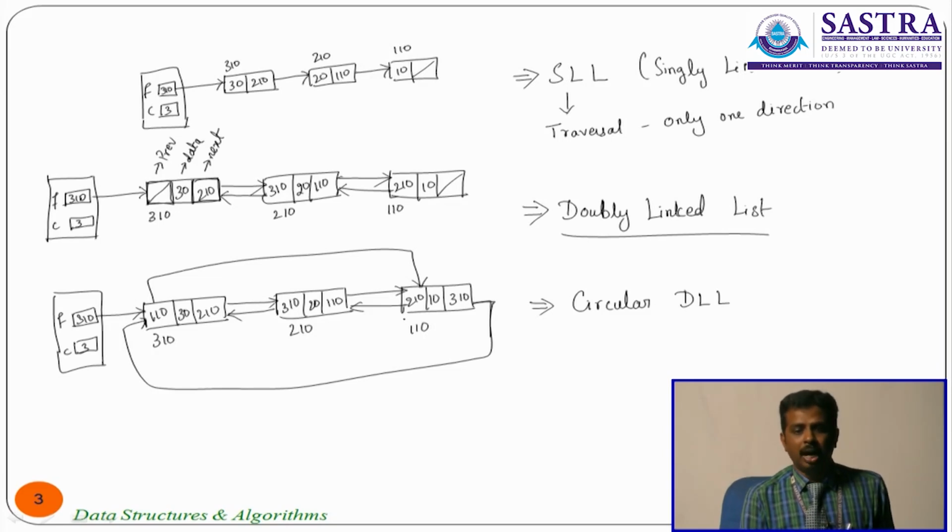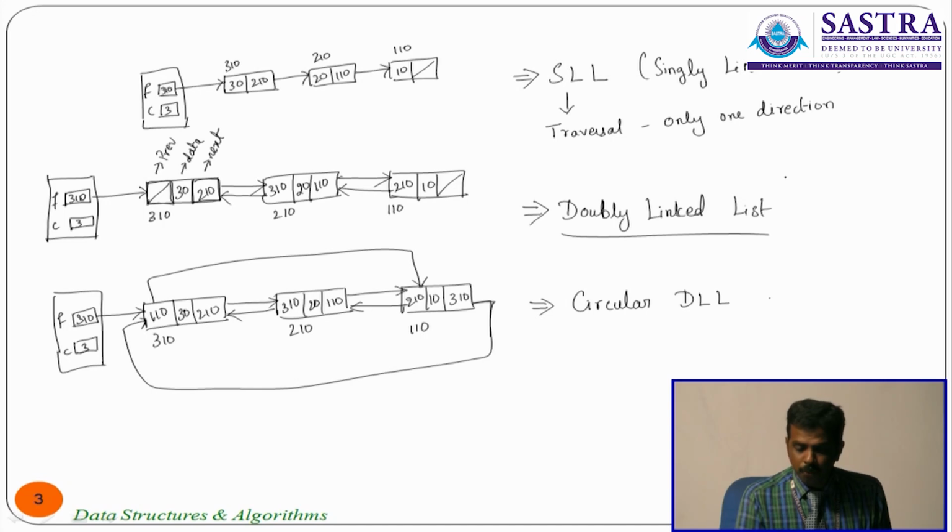Similarly, in the other two types we can easily identify the last node: the last node contains null, meaning the next field contains null, so we can easily identify this is the last node. But in the circular linked list, it is difficult to find the last node because it contains the address of the first node. So, we are not going to discuss algorithms for the CDLL.